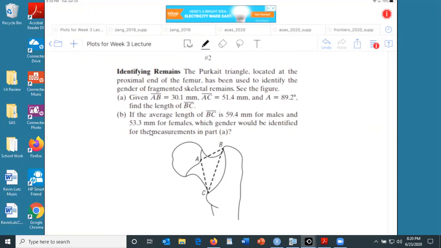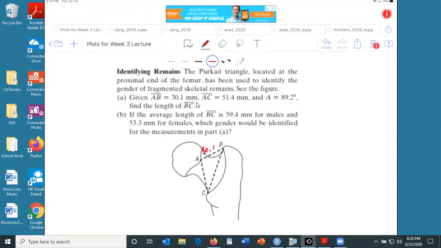So we have here what's called the trochanteric triangle. I don't know if I pronounced that correctly, but it's located at the proximal end of the femur and has been used to identify the gender of fragmented skeletal remains. We are given that, remember in geometry, side AB, or segment AB, is 30.1 millimeters.